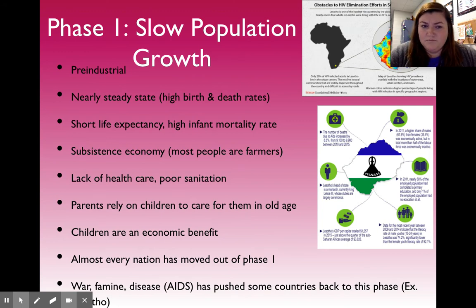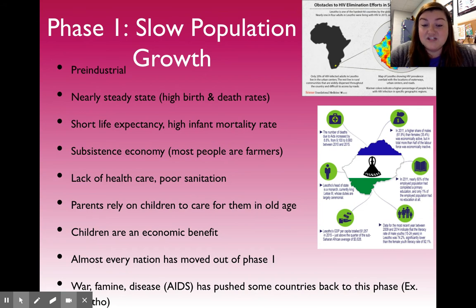Subsistence economy, meaning that most people there are farmers. There's a lack of health care. There's poor sanitation in countries that are going through phase 1 of demographic transition. Parents rely on children to care for them in old age. It's an economic benefit to have children because maybe they're free labor.